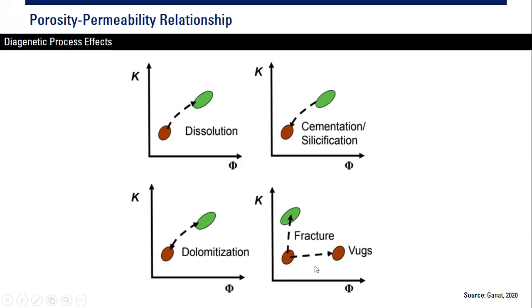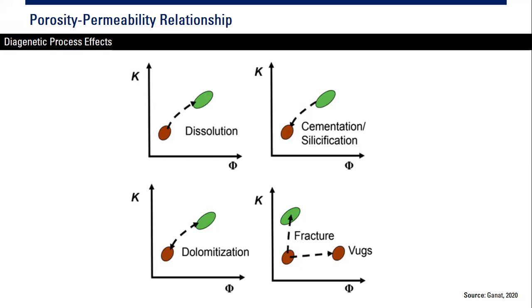If we have flux, then we can move this way. The porosity can be increased significantly, but the permeability will not increase significantly. But if your rock experiences fracturing, maybe because of a tectonic process, the porosity can be more or less the same, but the permeability can increase dramatically. So this diagenetic process is really, really important.